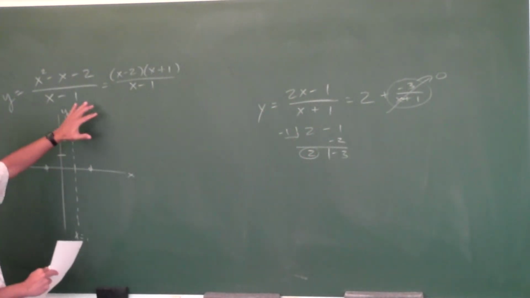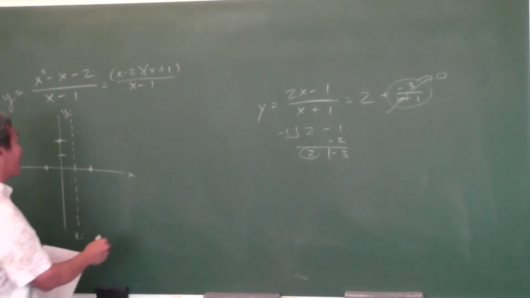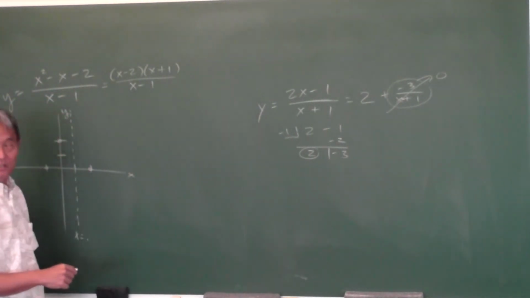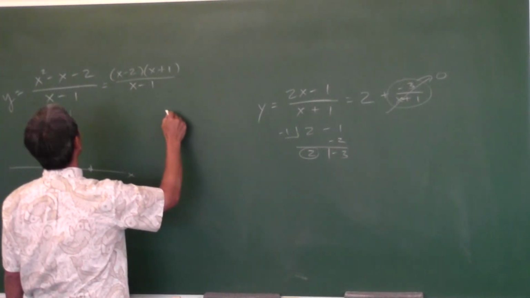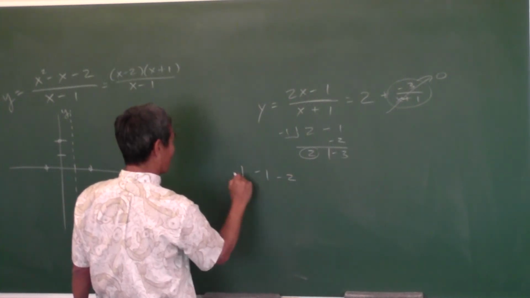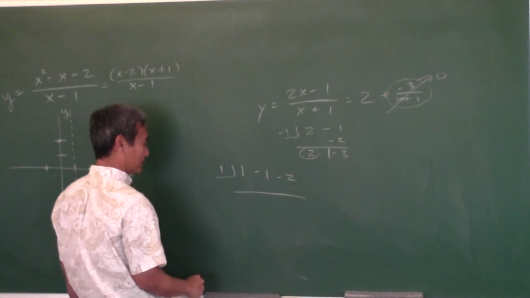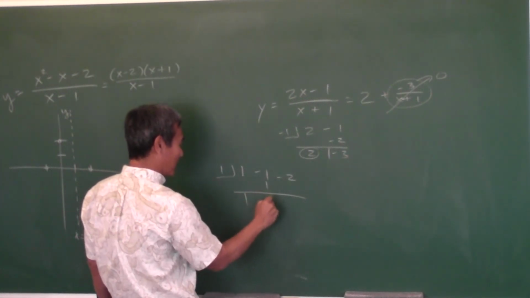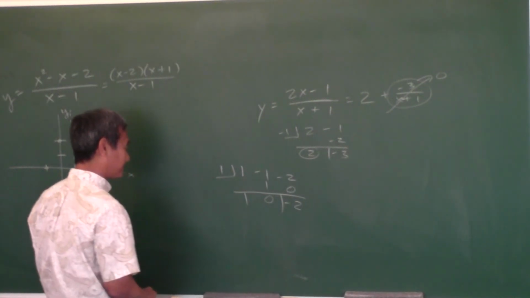So we can do the same thing with this over here. This bar means divide. I'm going to divide. Do you want to do long division or synthetic division? Synthetic. Okay, good choice. So 1, negative 1, negative 2. What do I put in the box? 1. Drop the 1 down, multiply, add, multiply, add. Did I do that correctly?